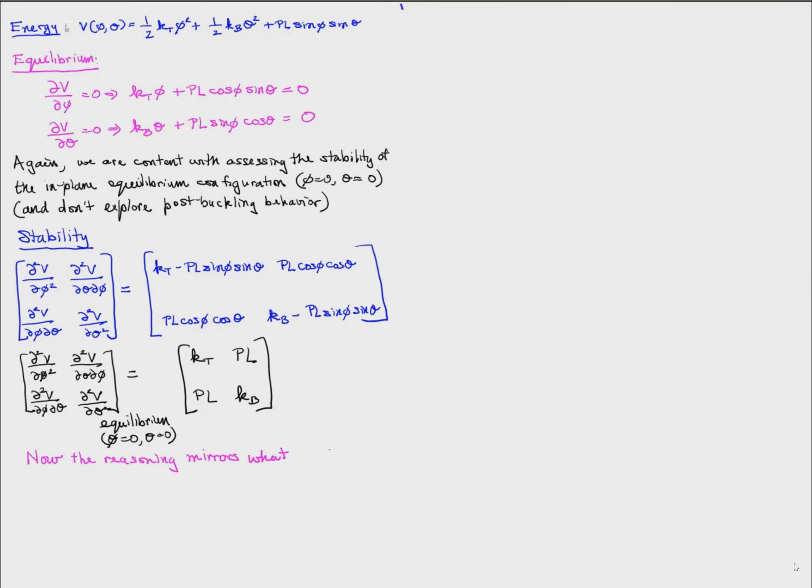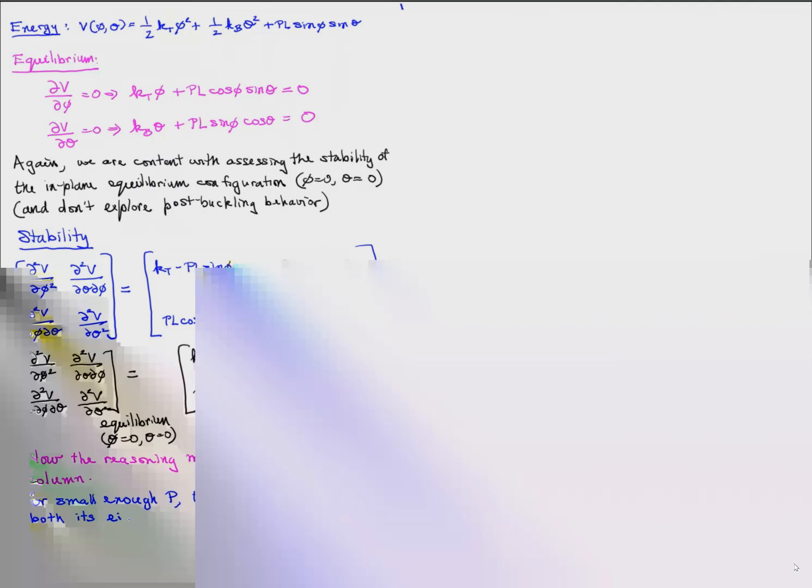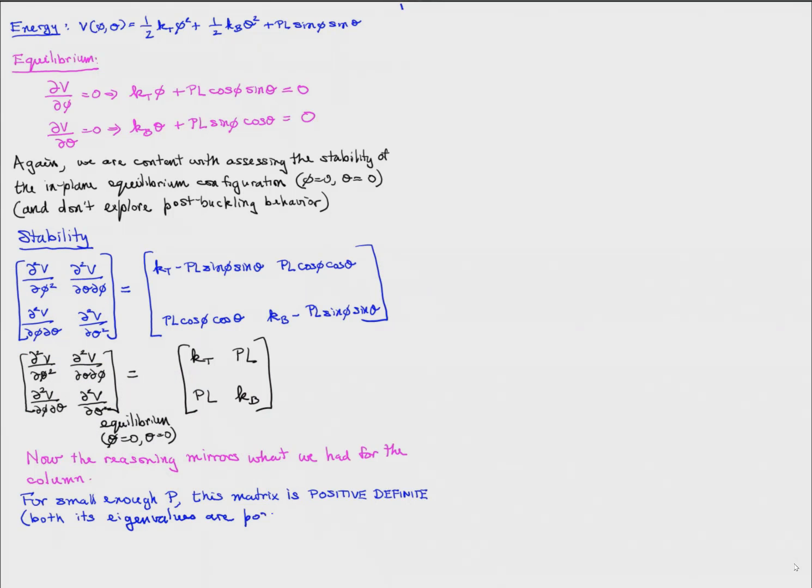Now the reasoning is identical to what we did in the case of the column. For small enough p, this matrix is positive definite. For example, for p equals 0, it's clear that this matrix just has KT and KB on the diagonal and is positive definite. And as p increases, for some value of p, one of its eigenvalues will just become 0.